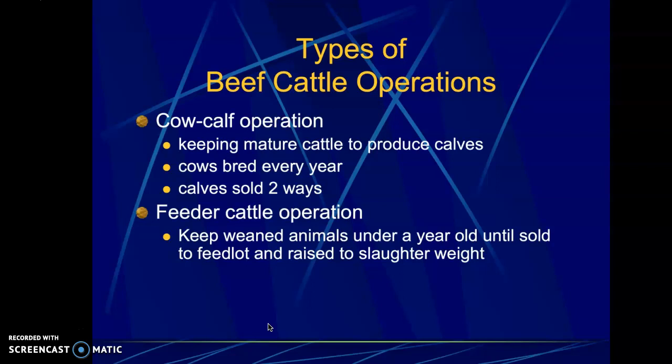We have a feeder cattle operation. So this is one of those 2 ways that the calves could be sold. This is kind of that middle ground. It's not quite ready for slaughtering. It's not at market weight. It needs to gain some weight. So they're what's called a yearling. These are weaned animals, just under a year. And so they're sold until it's time to go to something called a feedlot.